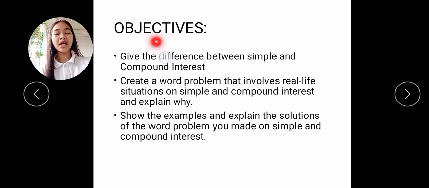So our objectives for today are to give the difference between simple and compound interest, create a word problem that involves a real-life situation on simple and compound interest and explain why, and lastly show the examples and explain the solutions of the word problem you made on simple and compound interest.